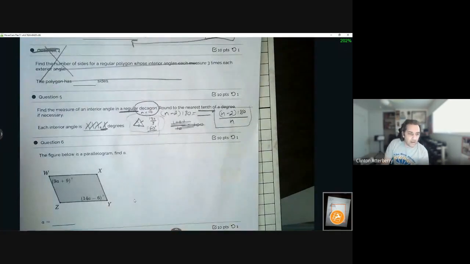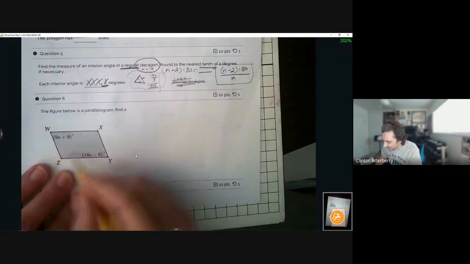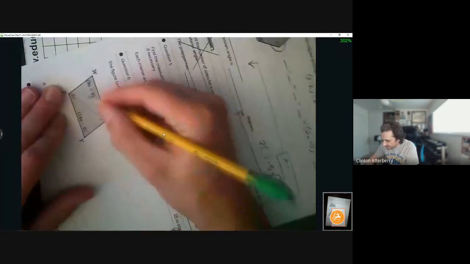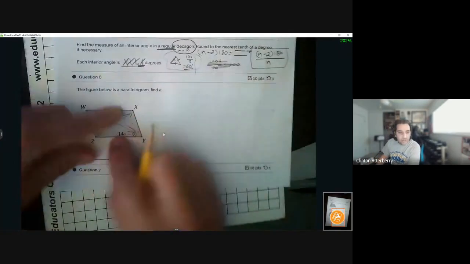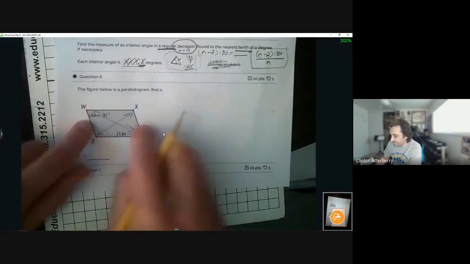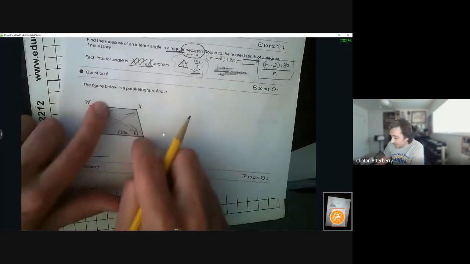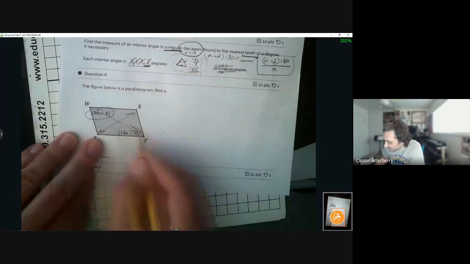Find, in the figure below, the parallelogram, find A. All we are doing is solving for letter A. When you have a parallelogram, the opposite sides are the same. These lengths are the same, those widths are the same, kind of like a rectangle. The opposites are the same. The same is true for the diagonals. The degrees are the same. So we have to say this is equal to that.